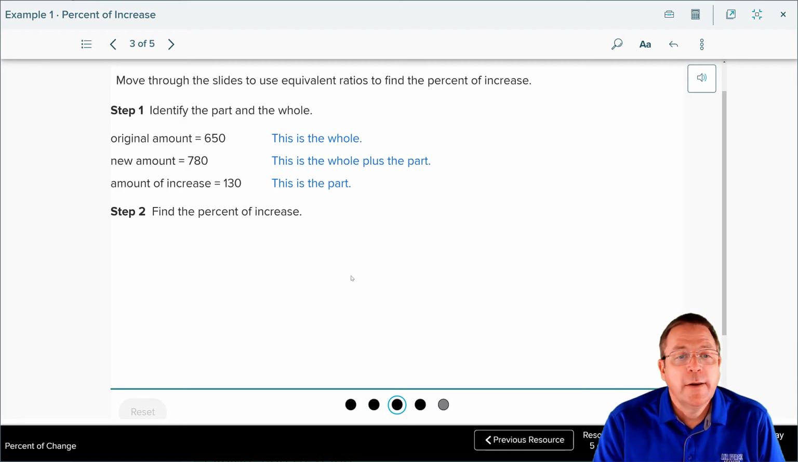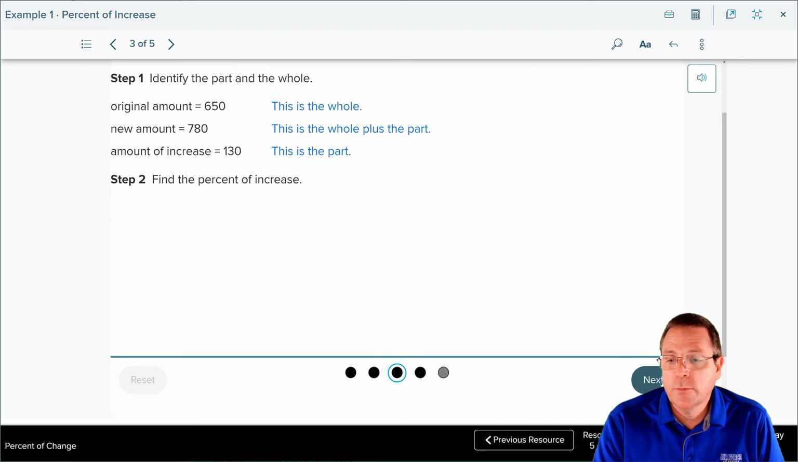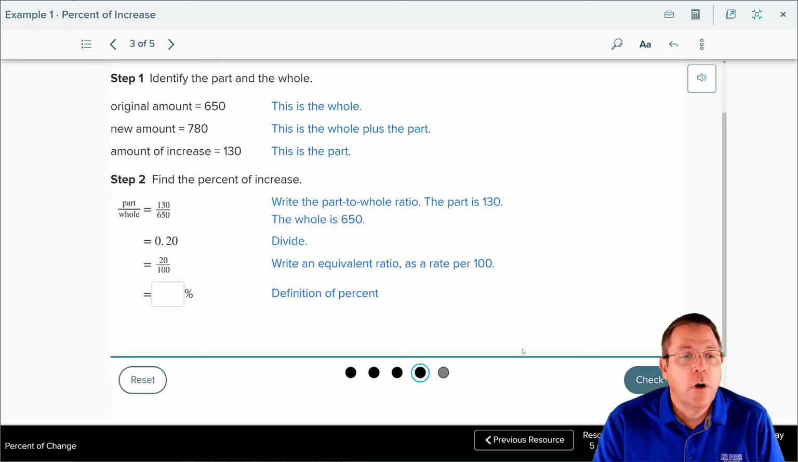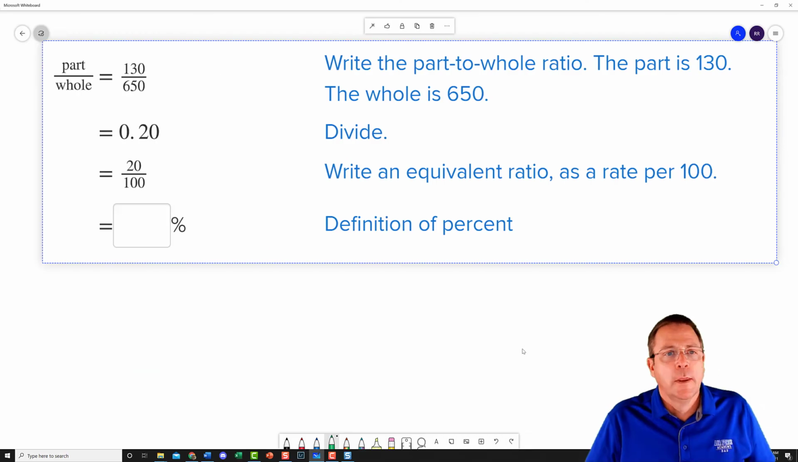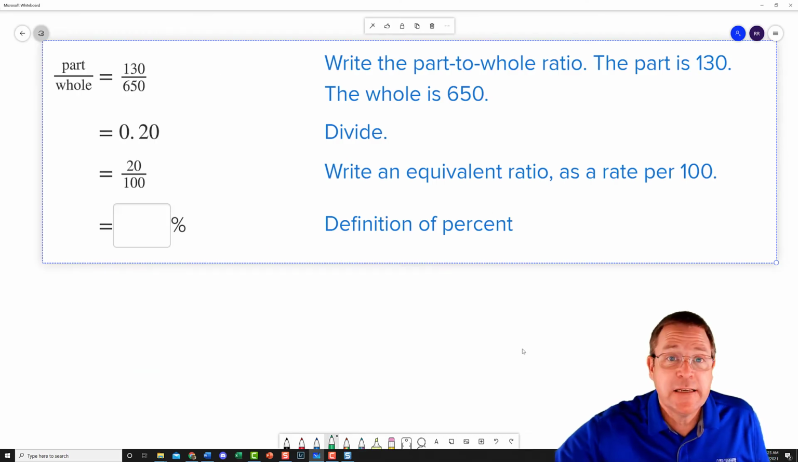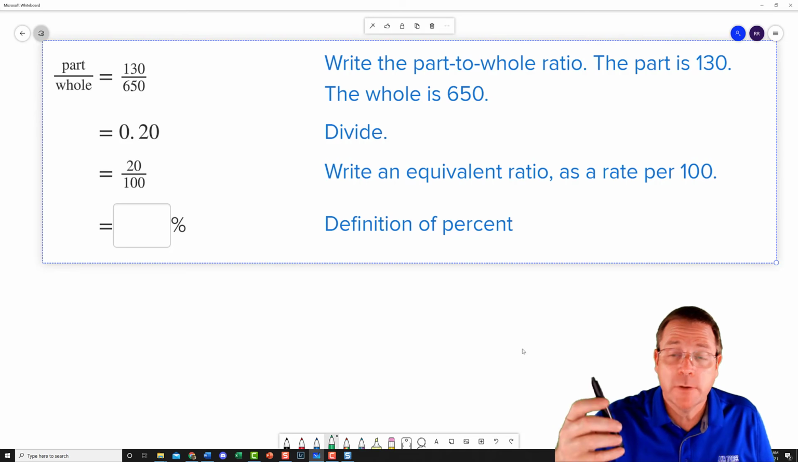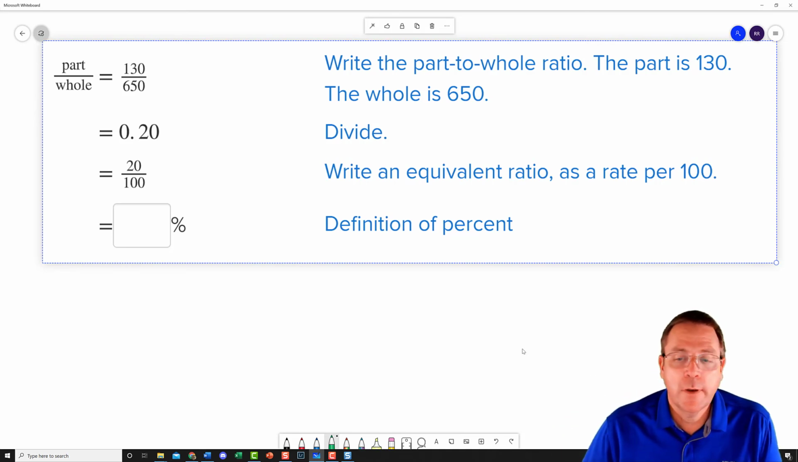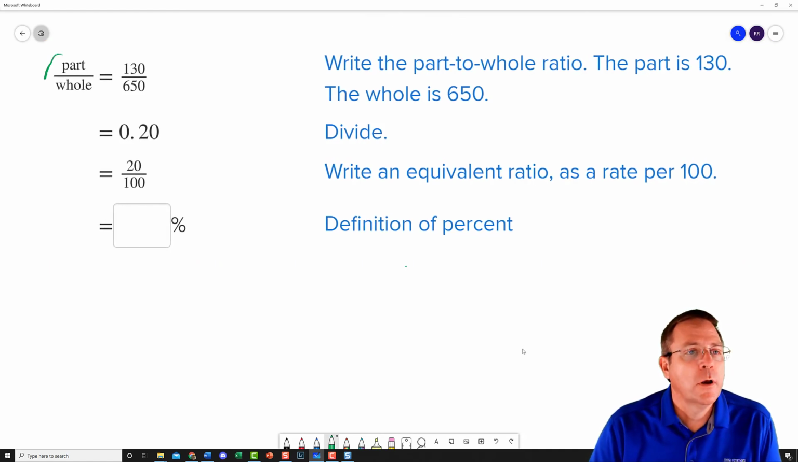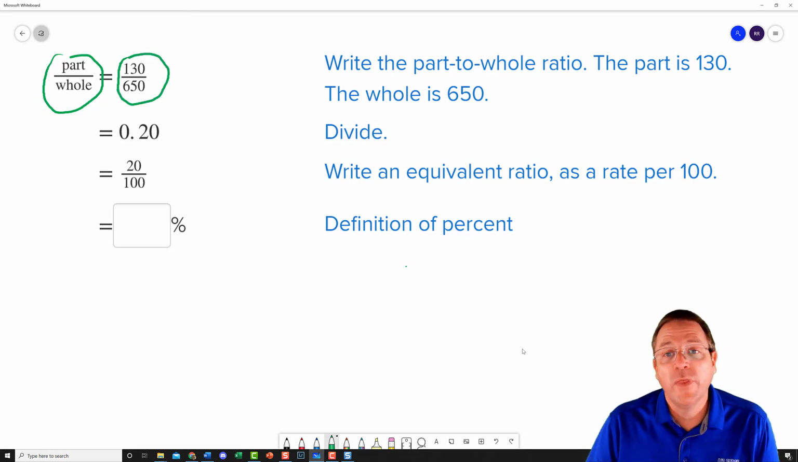Next, we can find the percent of increase, also known as the percent of change. The percent of increase or percent of change, wow, they just threw a whole bunch of stuff here. Now I'm going to break down what they did, so we're going to take a screenshot, and now we're going to look at it. And this here isn't even my preferred method, but this is a cool thing they're showing us here. So they set it up where they had a ratio of the part to the whole. So you have part over whole right here. The part was 130. The whole, the original whole amount, was 650.